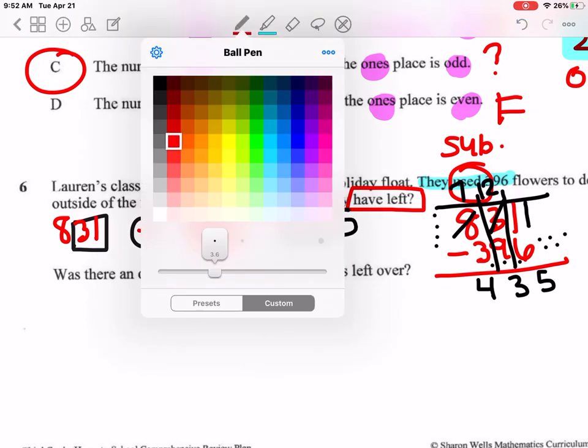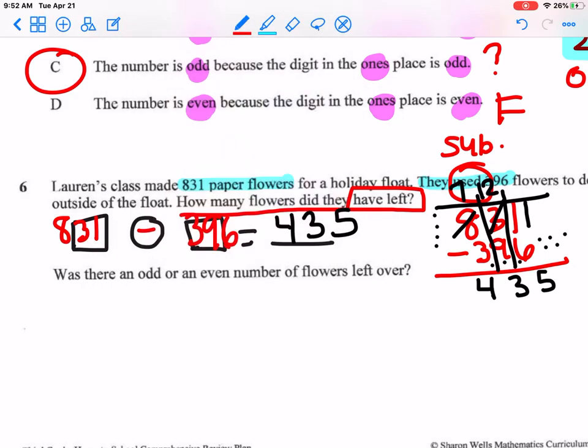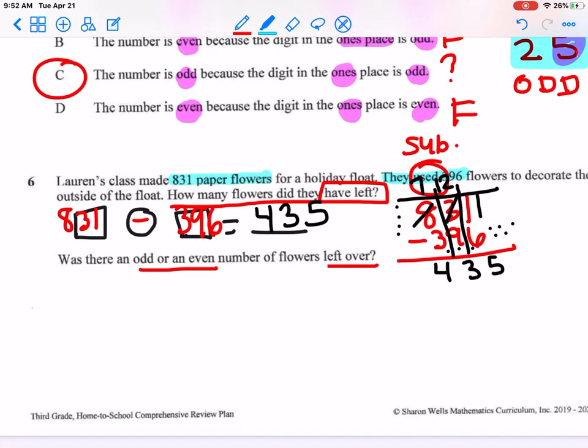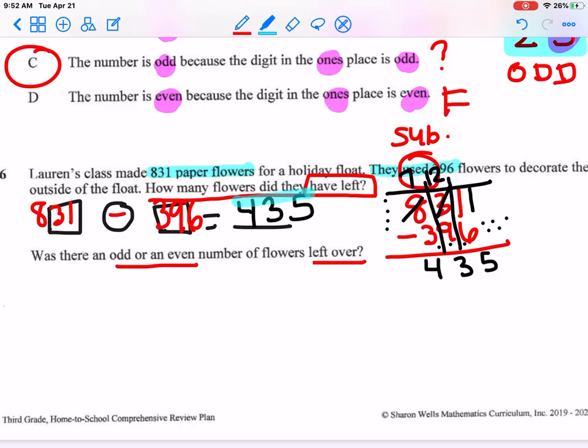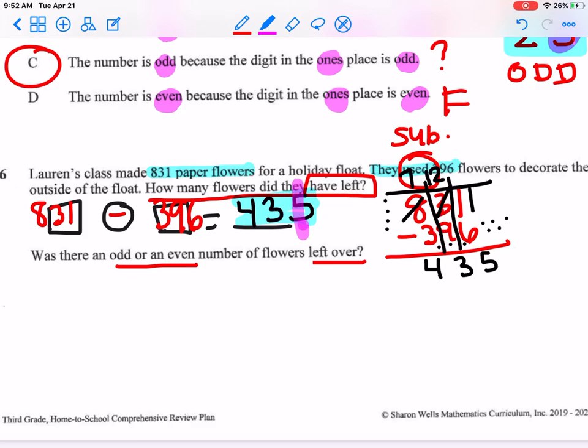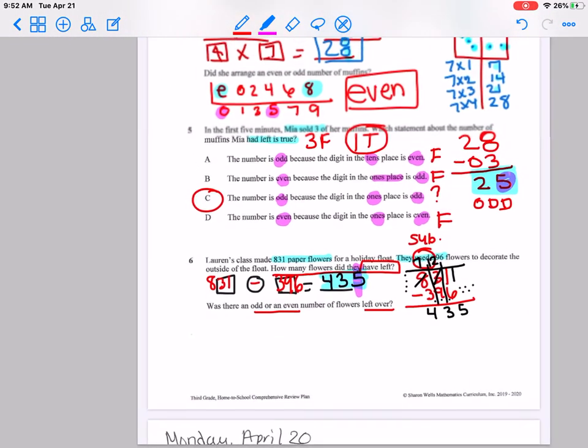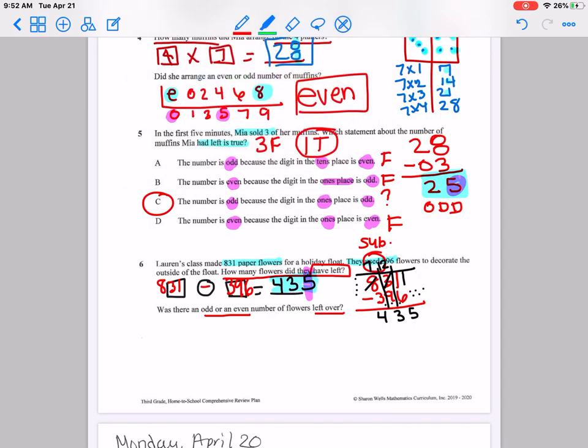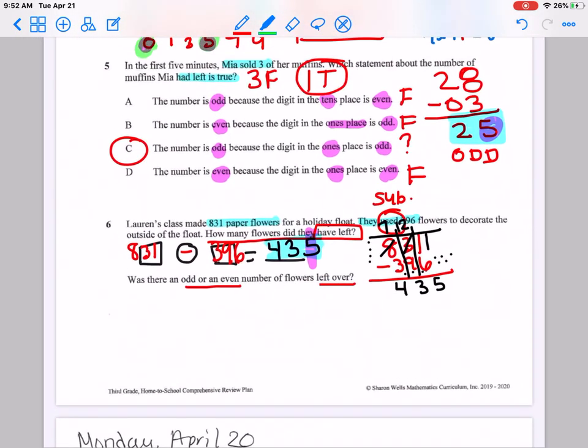Next question asks, was there an odd or even number left over? So what number am I looking at? The leftover. How much was left over? 435. How do I know if that's an odd or even number? I look at the ones place. Look at the number 5. I go find it on my Leo. The number 5 is odd. So the leftover amount was an odd number.